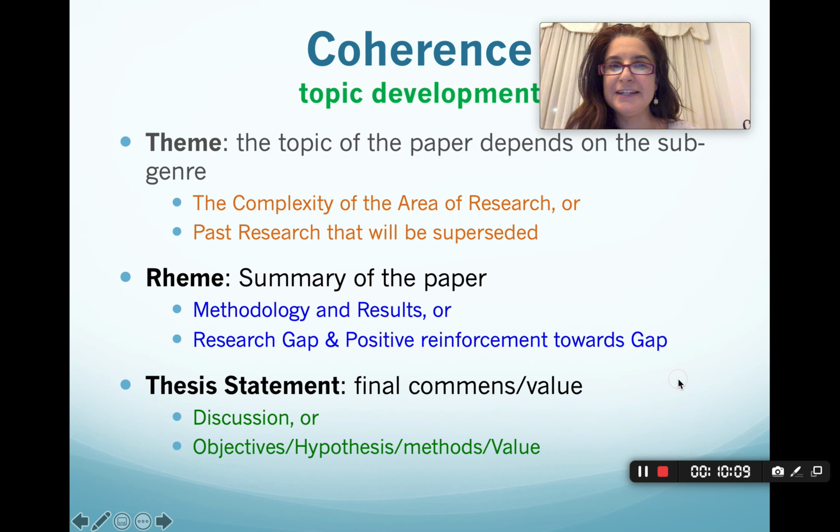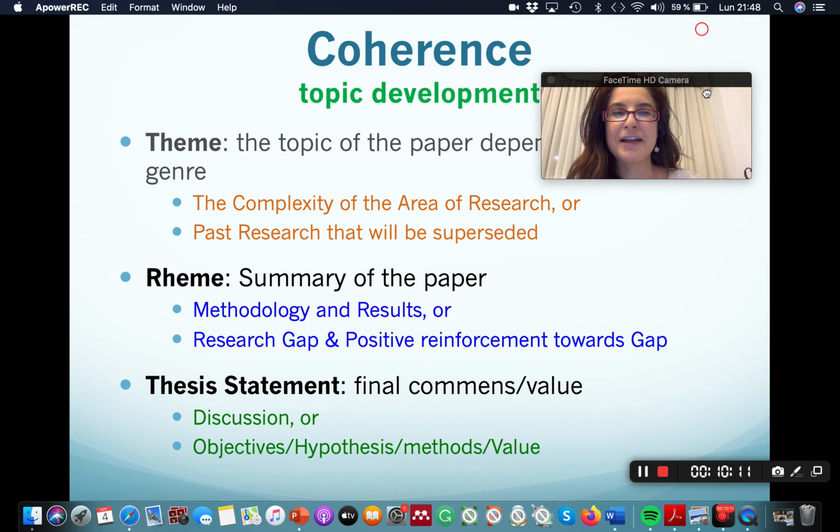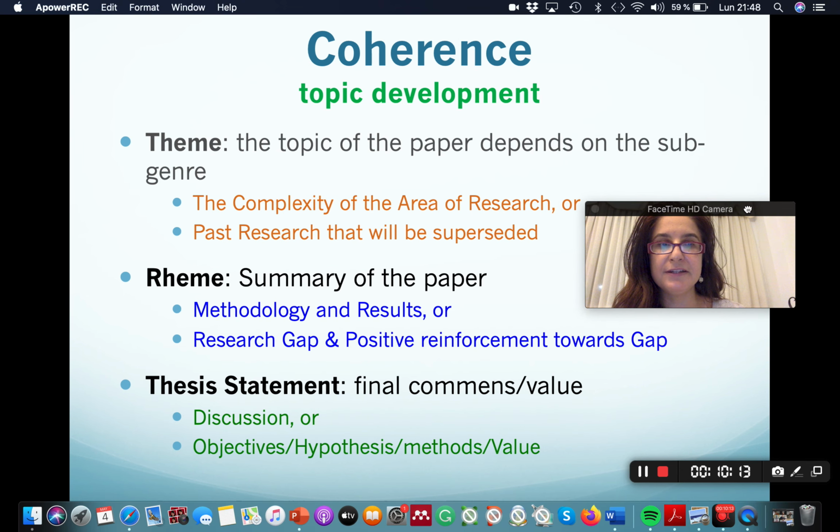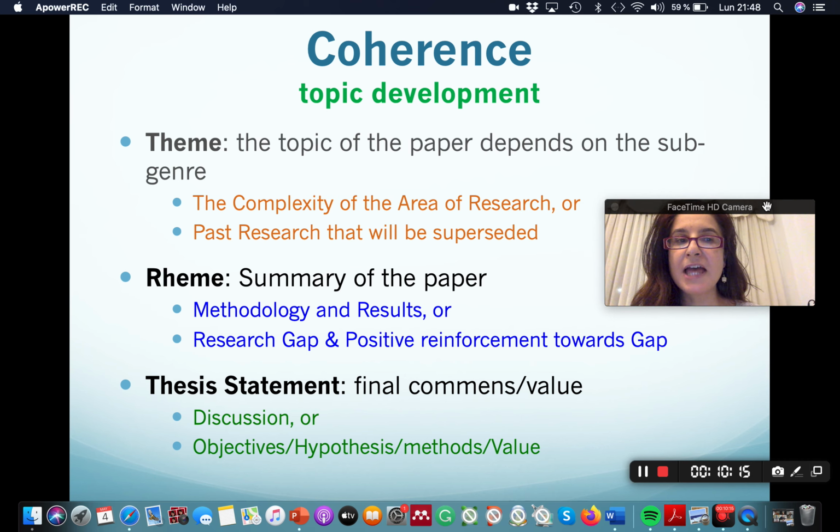So, more ideas. Maybe this can help you, right? As regards coherence, remember, coherence has to do with the topic development. So we have to be sure that all the topics are related, topics and subtopics are related, right?